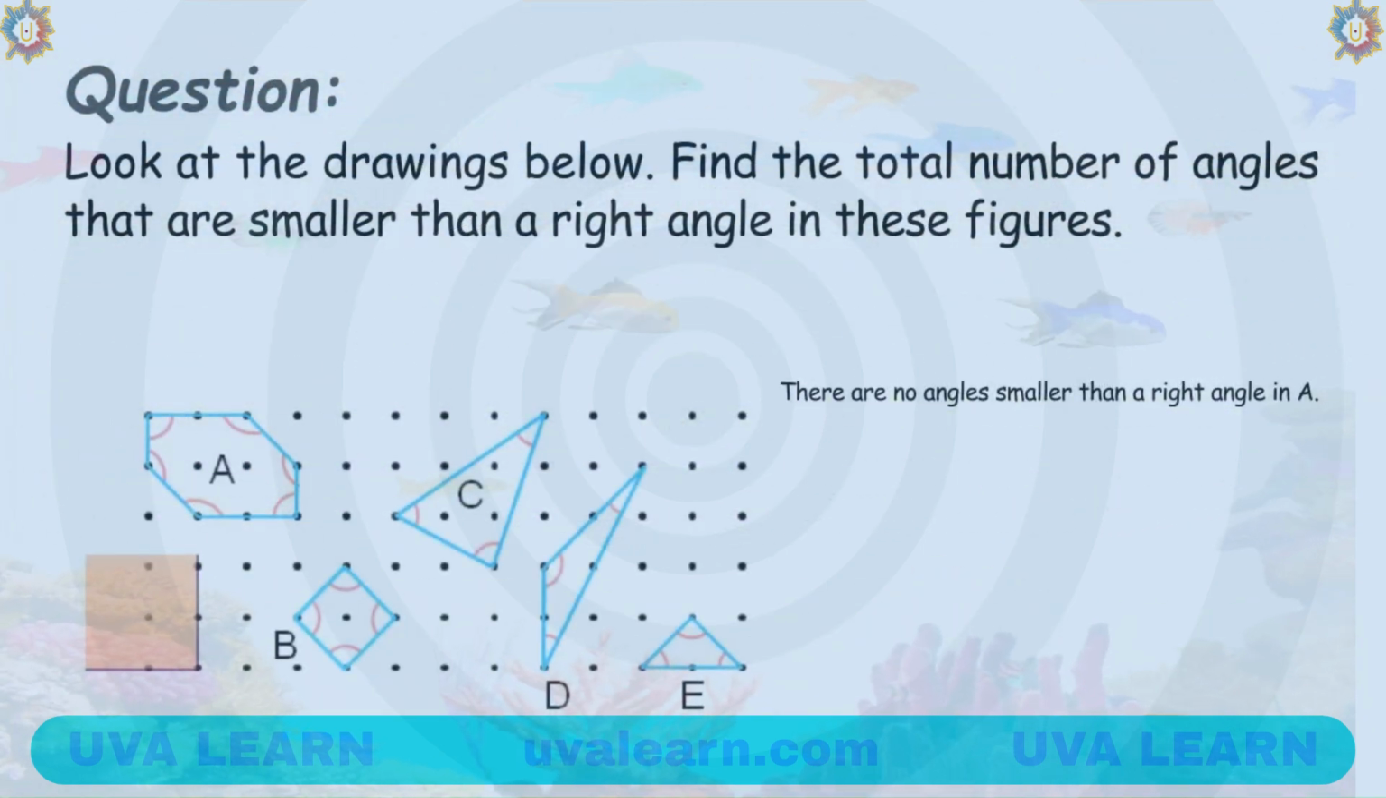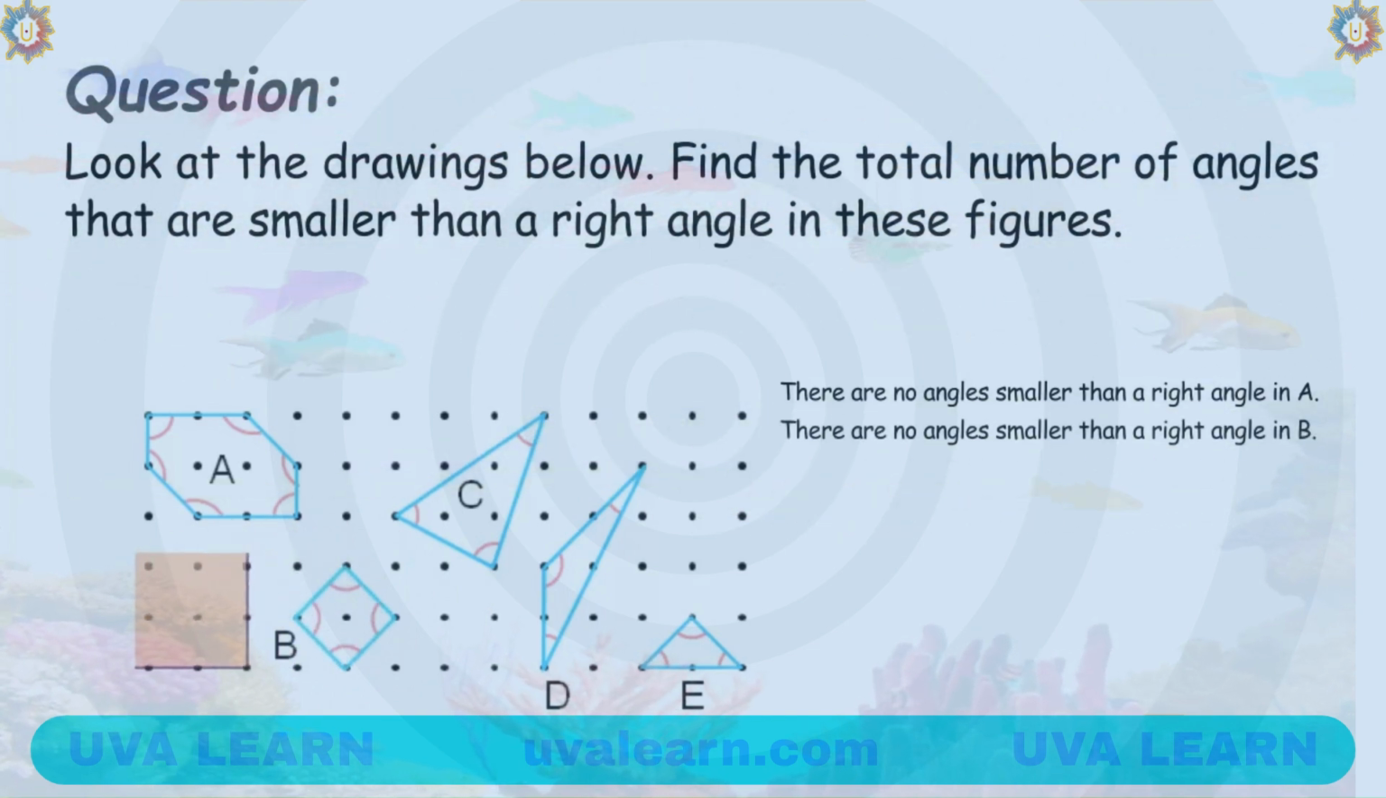Next, let's hold the right angle we created against drawing B. Let's check them one by one on drawing B. How many angles are smaller than a right angle in drawing B? Again, we have 0. All the angles in B are right angles, none of them are smaller. Yes, all 4 angles in drawing B are right angles.